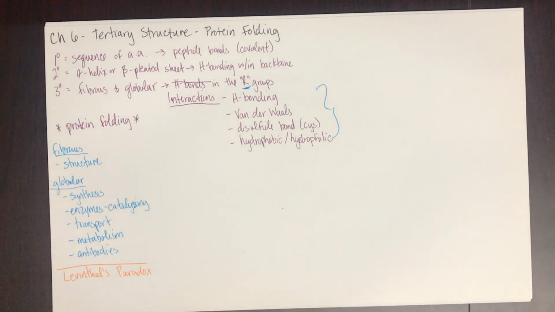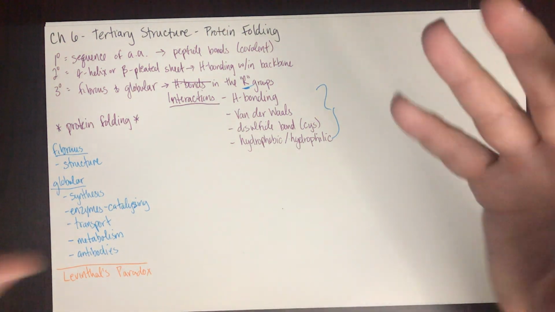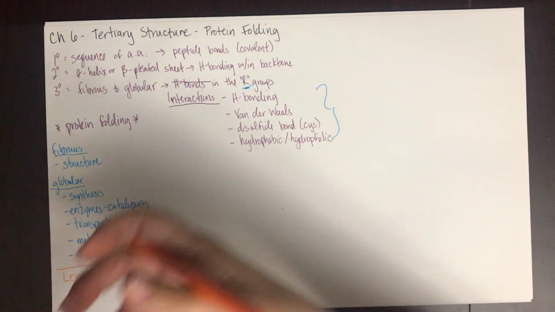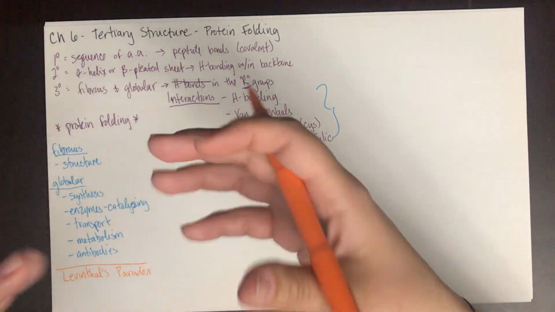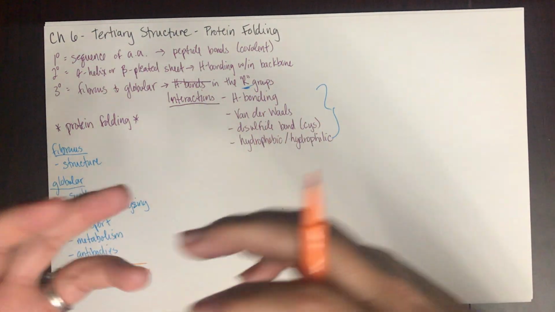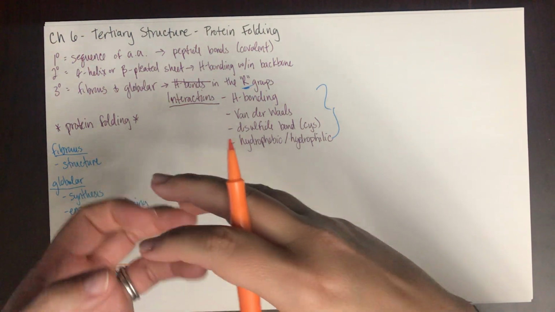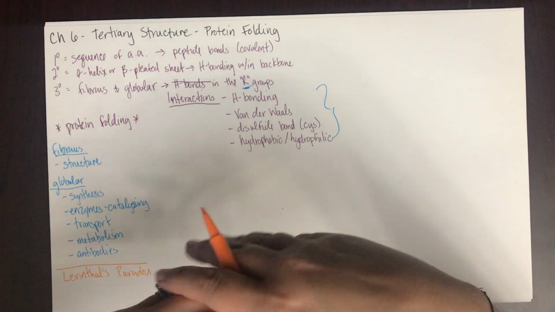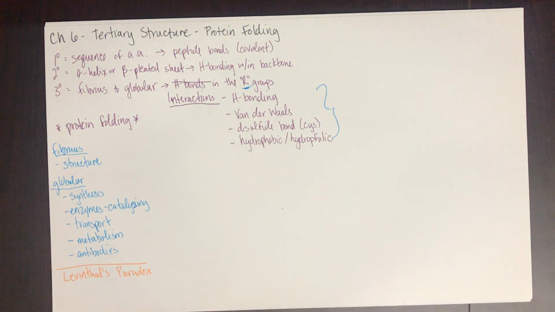And there are actually some good animations of this. If you just Google Levinthal's paradox, protein folding, energy diagram, something like that, it'll show how a protein will reconfigure itself and fold and unfold and refold until it's reached the conformation that has the overall lowest free energy. And that lowest free energy state is going to be the three-dimensional structure of that protein.